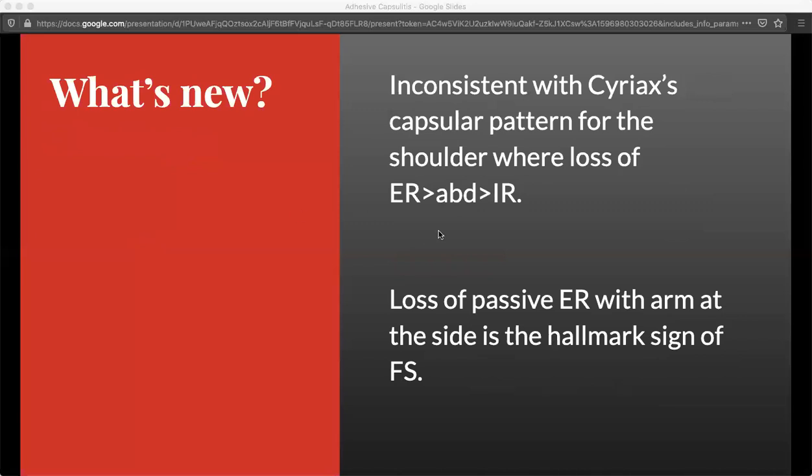So I know that many of us, including me, learned the capsular pattern model, where external rotation is more limited than abduction, and more limited than internal rotation. That has not been found to be consistently true in all patients with frozen shoulder. Although a lot of us still practice that, it is not what new research and evidence suggests. Loss of passive ER with the arm at the side is the hallmark sign of frozen shoulder. Always, always look for that. You should not miss this one.